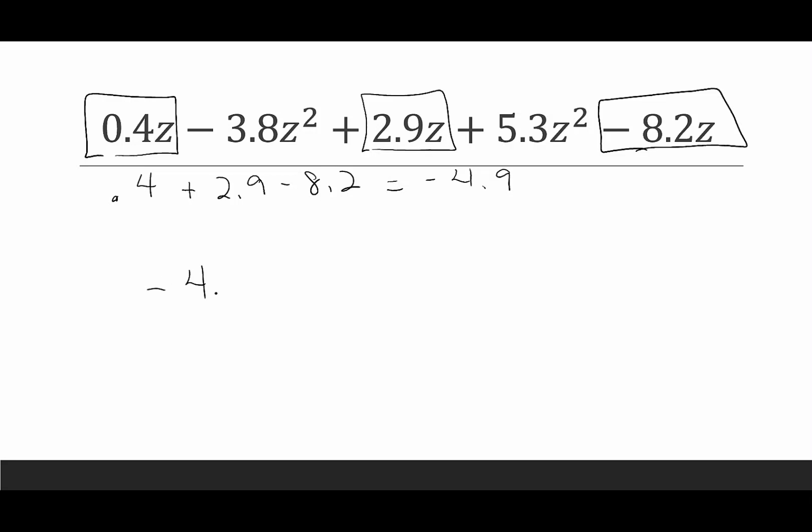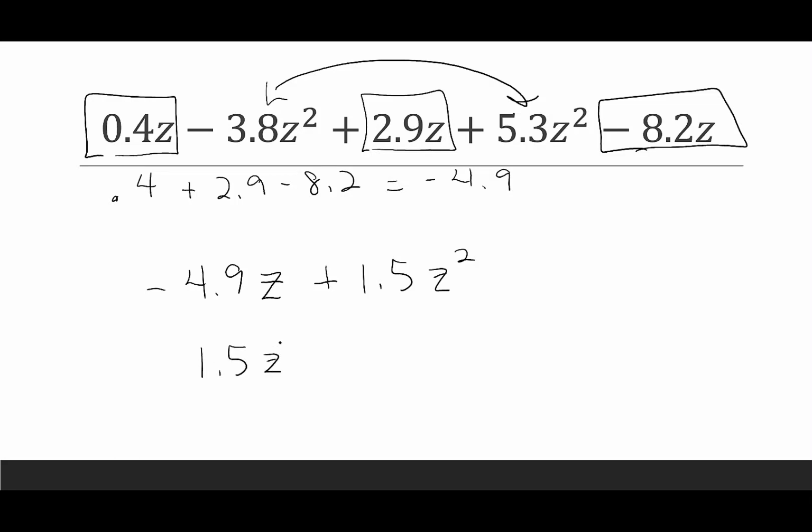So now I have negative 4.9, and let's put our z back in. Then the last 2 terms that are left over, both are z squared. So I have a negative 3.8 and a positive 5.3, which gives me a positive 1.5z squared. If you want to, you can rewrite this to go in descending order of 1.5z squared, our highest power, and then our lower power of 4.9z.